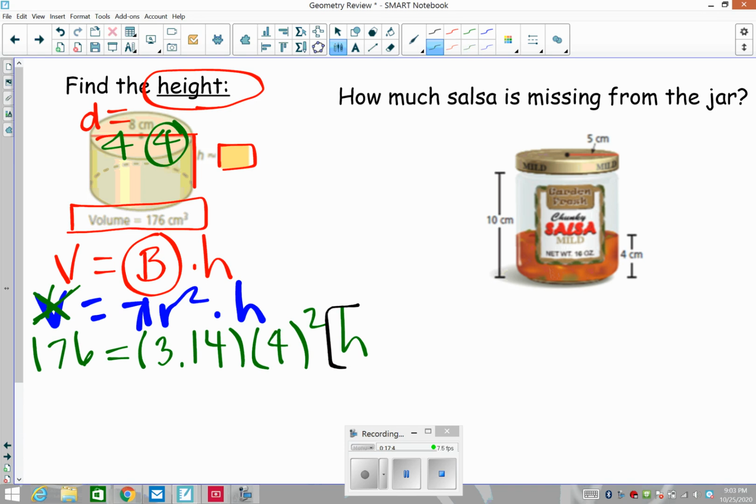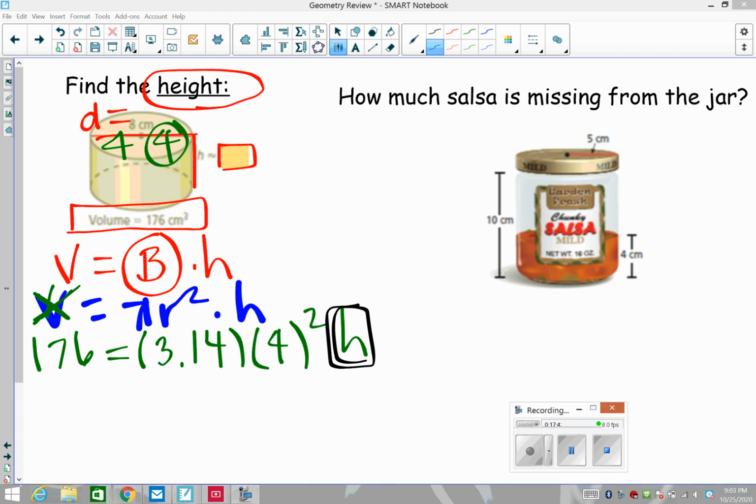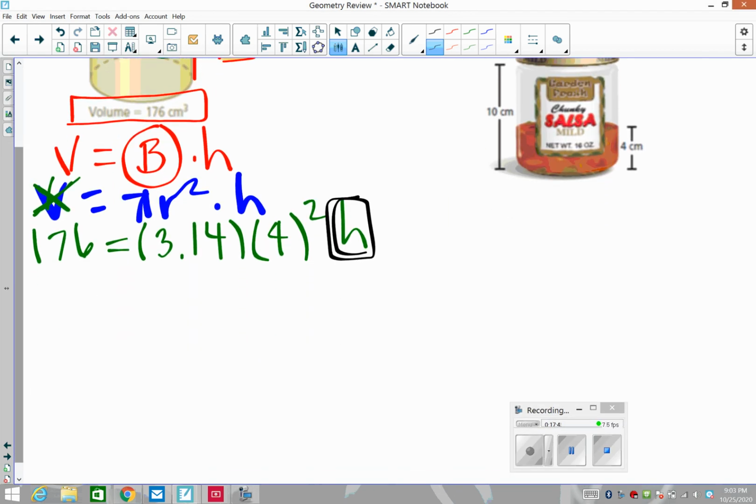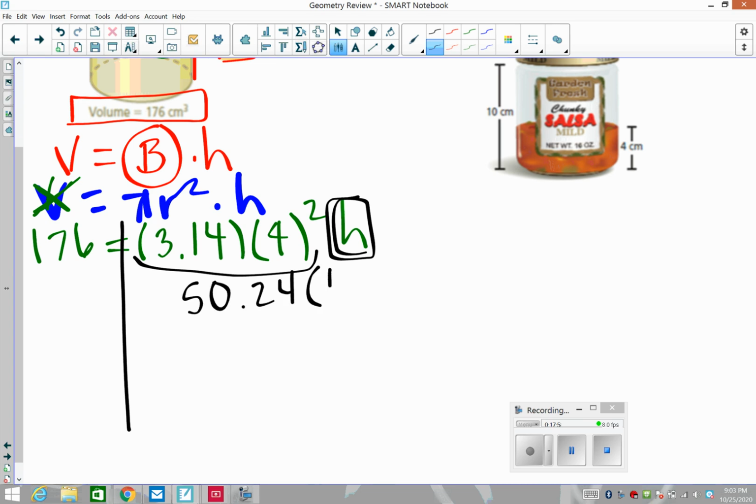No biggie. So we're going to build our house around it. That's how we solve it in algebra. We just build our house around it. So the first thing I would do is I would multiply all of that out and get it down to one number. Throw 3.14 times 4 squared. And you get 50.24, then multiply by h.